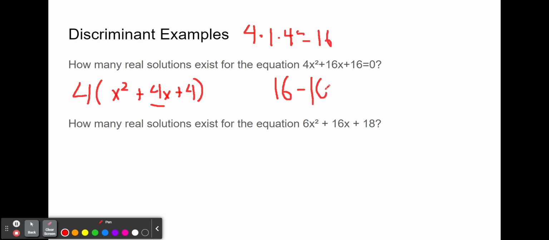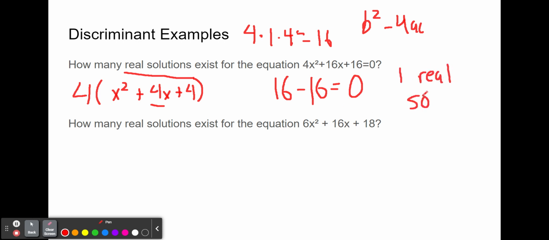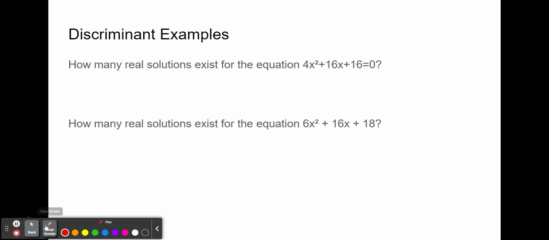So then we're going to have 16 minus 16 equals 0, and if the discriminant, or b squared minus 4ac, is equal to 0, that means we only have one real solution. So it's asking how many real solutions? Well, we're going to have one real solution. If it's greater than 0, then it's going to be equivalent to 2 real solutions. And if it's less than 0 or a negative number, then it's going to be no real solutions.